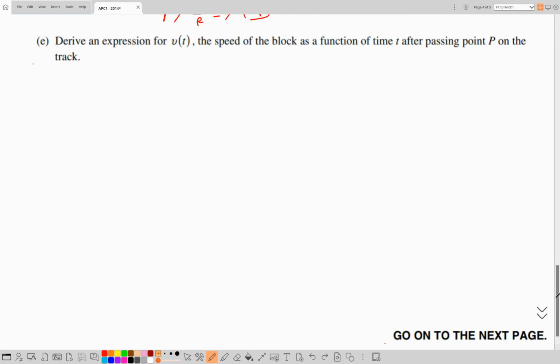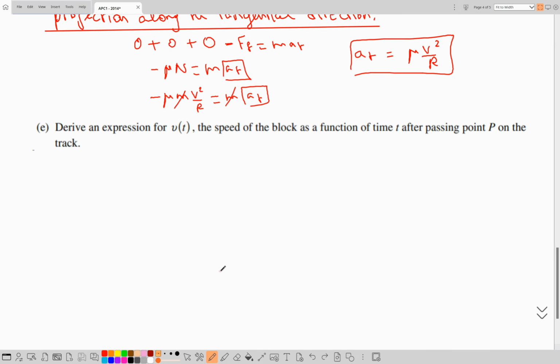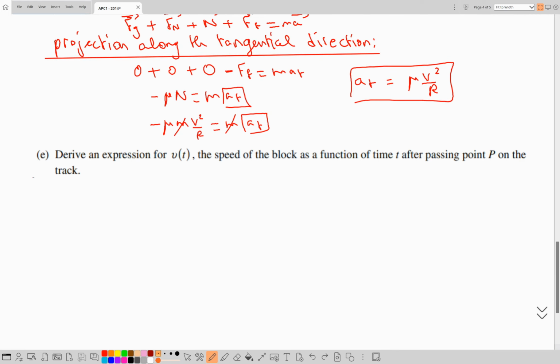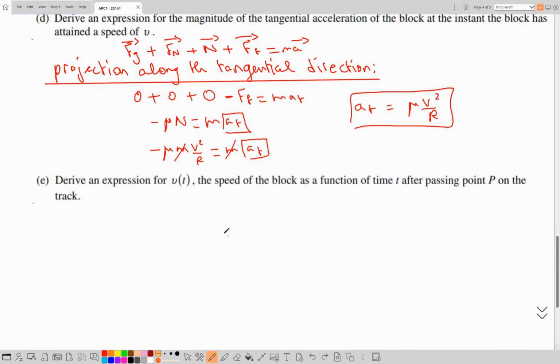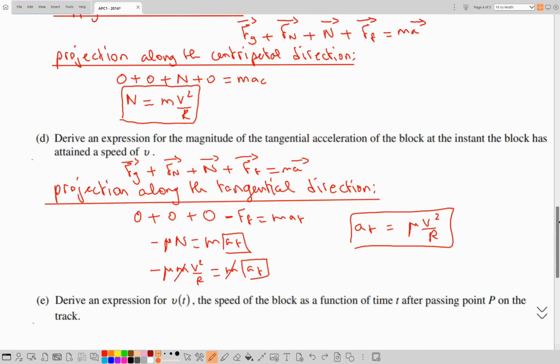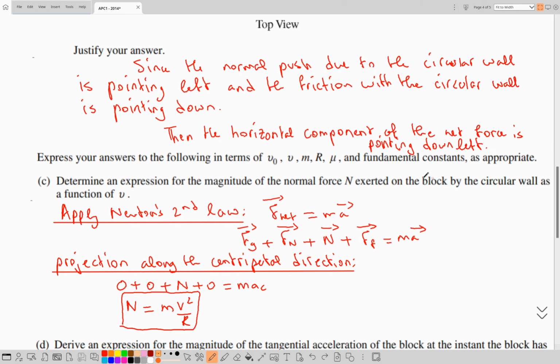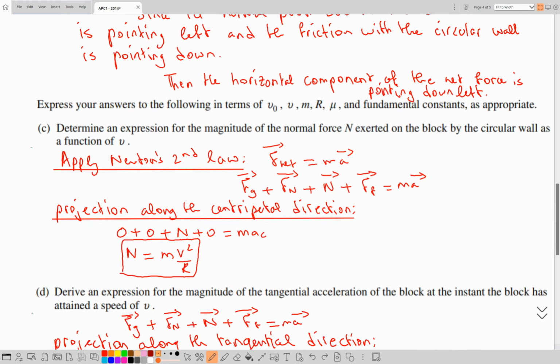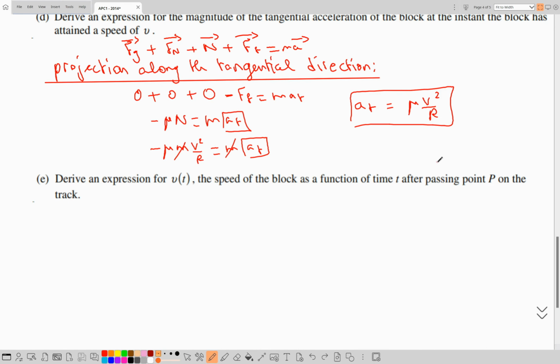Now in part E, they're telling us to derive an expression for v(t), the speed of the block, as a function of time after passing the point P on the track. So you might think about this equation, which is given by a tangential equal to mu v squared over r. We need to determine the expression of the speed in terms of this quantity, and the way to utilize this equation is converting it into a differential equation.